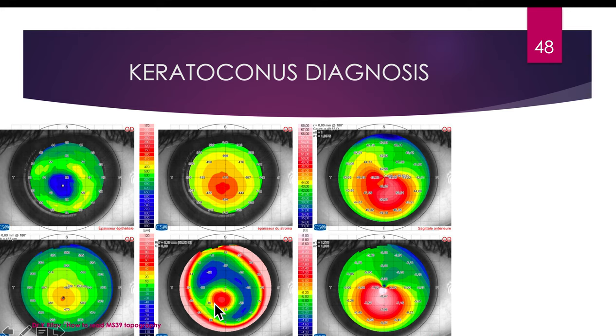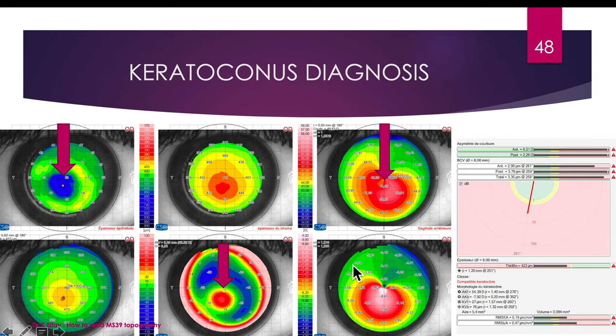Plus anterior elevation, abnormal anterior elevation, or posterior elevation, which is abnormal. And with this device, as we have the epithelial mapping, we use this epithelial shape, and when we have a donut, we have a thinning over the peak, it means that it is an indicator of keratoconus, and we can be helped by the keratoconus summary.